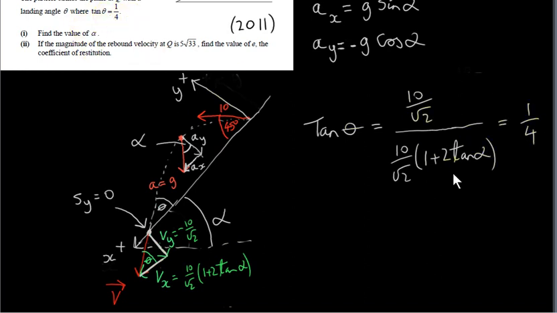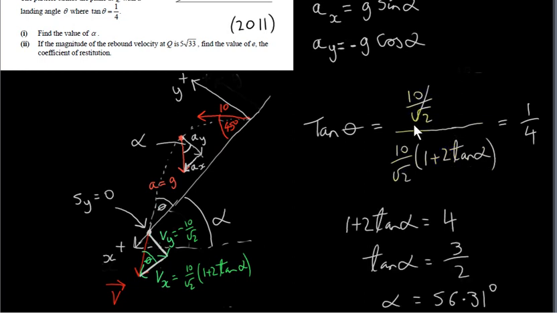So now we can solve this equation to find tan alpha and hence get alpha. Alpha is the only unknown in this equation. To solve this equation, we can divide above and below by 10 over root 2. Then we can cross multiply, so 4 times 1 equals 1 times 1 plus 2 tan alpha. So 2 tan alpha equals 3. Tan alpha equals 3 divided by 2. Inverse tan of 3 over 2 is 56.31 degrees.